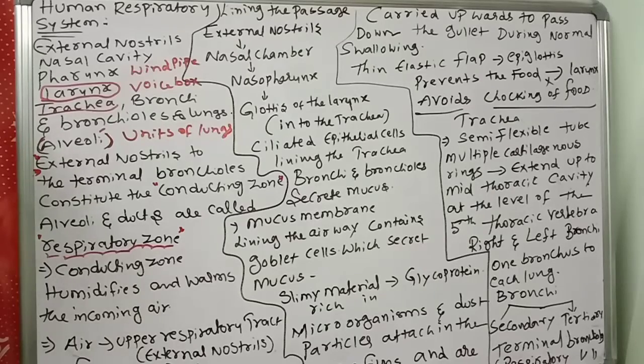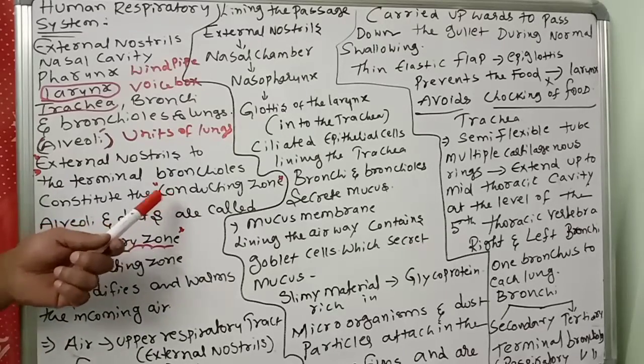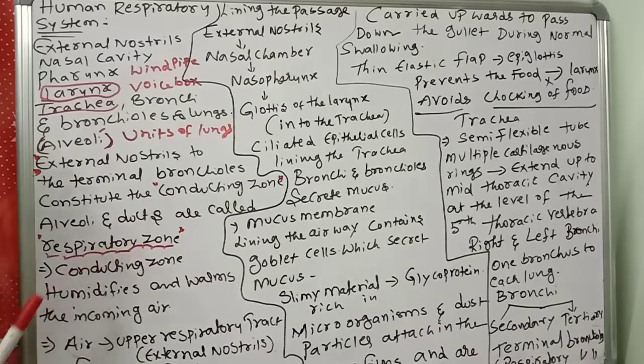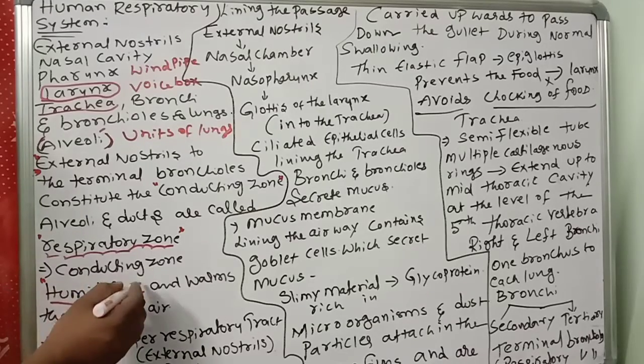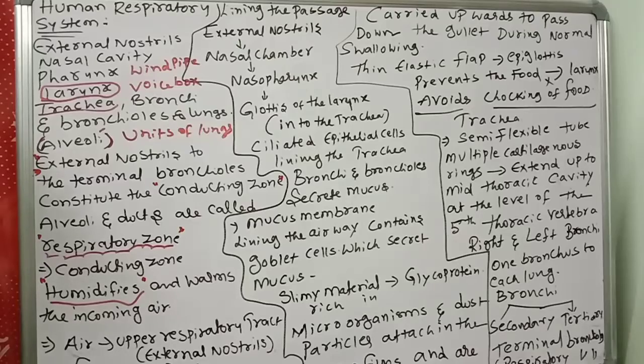So how many zones are there? There are two zones. What are those? Conducting zone and respiratory zone. This one you should remember. Now, what is the importance of the conducting zone? The conducting zone humidifies, and cools down hot air into cool air, helping with the cooling of the air.